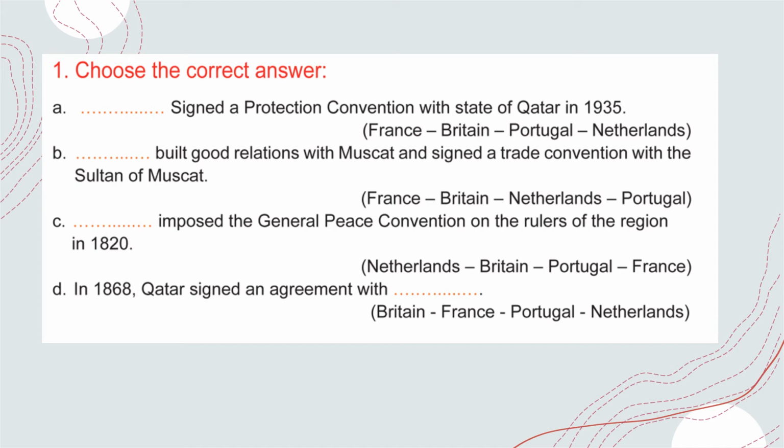So number 1, part A, it's Britain who signed the Protection Convention with the State of Qatar in 1935. Part B, France built good relations with Muscat and signed a trade convention with the Sultan of Muscat. C, Britain imposed the General Peace Convention on the rulers of the region in 1820. And D is Britain, which in 1868 Qatar signed an agreement with.